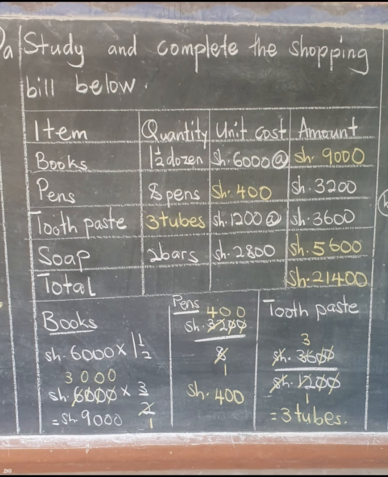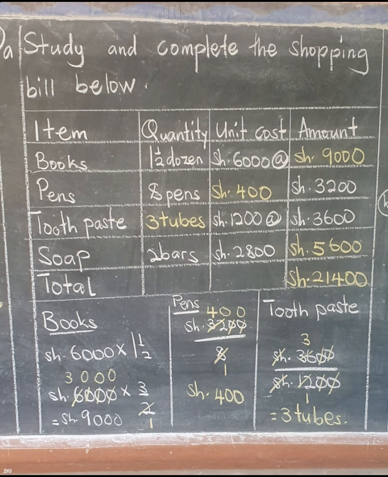Being that 1.5 is a mixed number, we shall change it to an improper fraction, and 1.5 as an improper fraction is 3 out of 2. Therefore, our second step will be 6,000 shillings times 3 out of 2. When you look at the whole number and the denominator, they are divisible. These two numbers can be divided by 2. So we divide the denominator, 2, by 2.